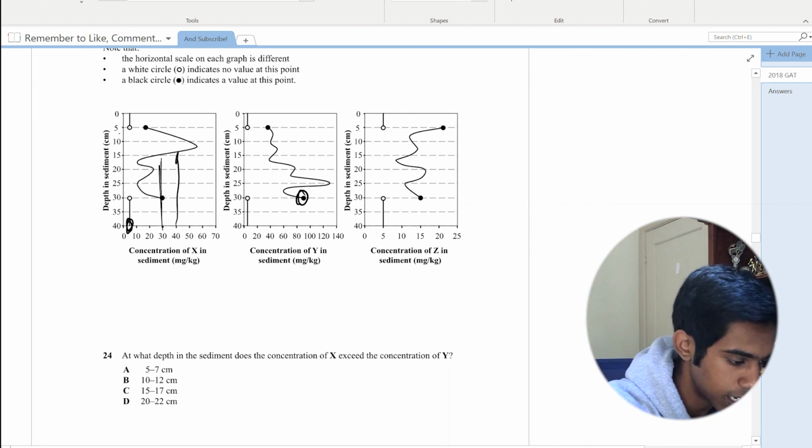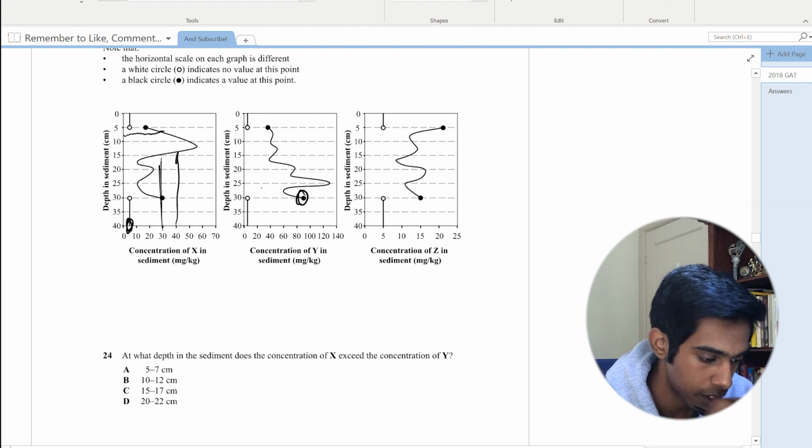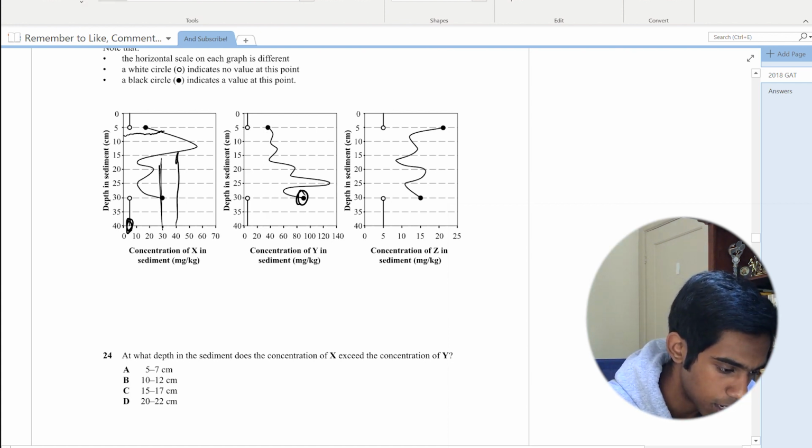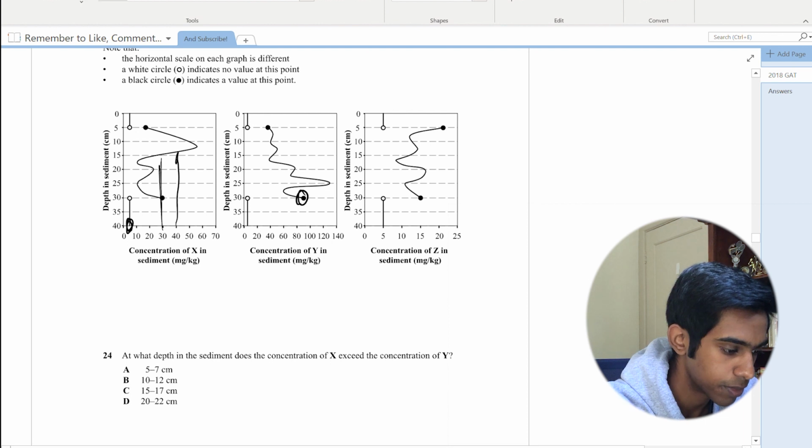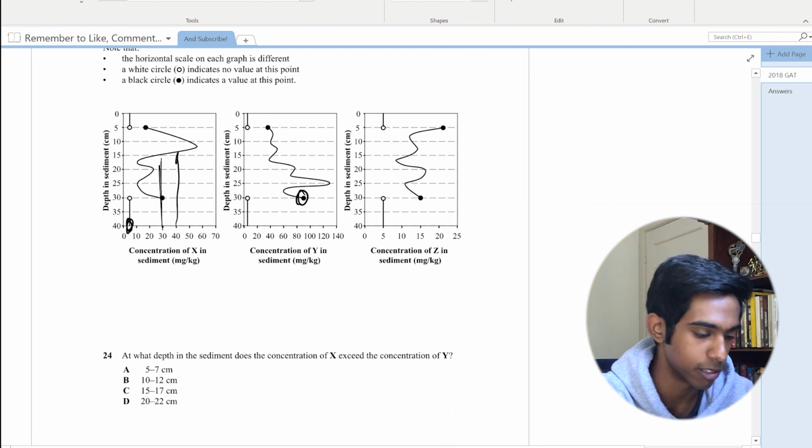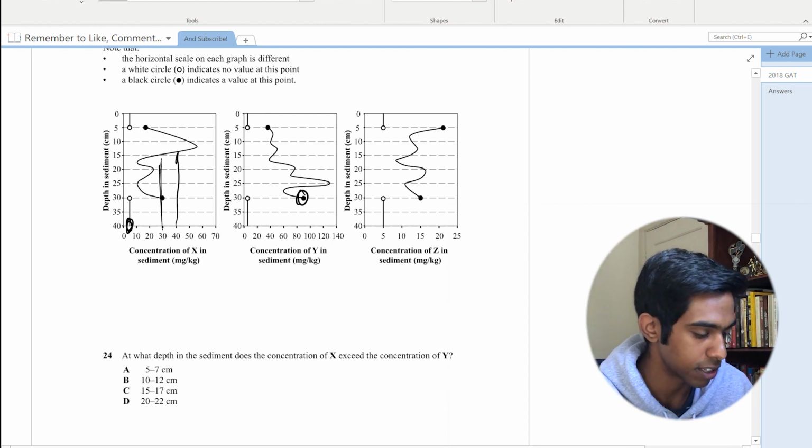Because let's just have a look at each of these. So if we have a look at 5 to 7, that's this. We're getting to about 30, but this doesn't even come close to 30, I don't think. It would be much easier for me if I had a ruler that I could use, but unfortunately I do not.